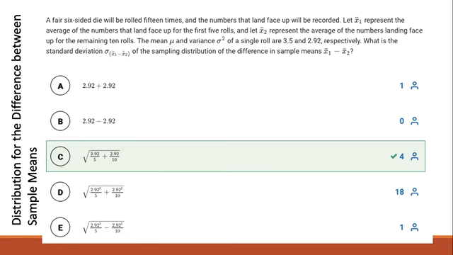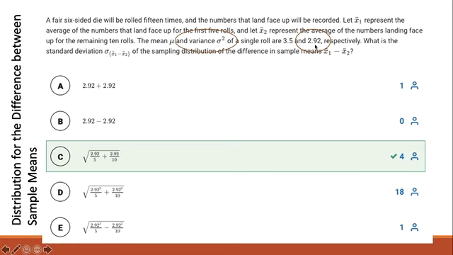This is also a very tricky question. It's not a difficult question, but you have to look carefully at what's been given to you. So notice, for a single roll of a die, you are given the mean. The average of the number that is landing face up is 3.5. Understand the variance, which is the square of the standard deviation, is 2.92.